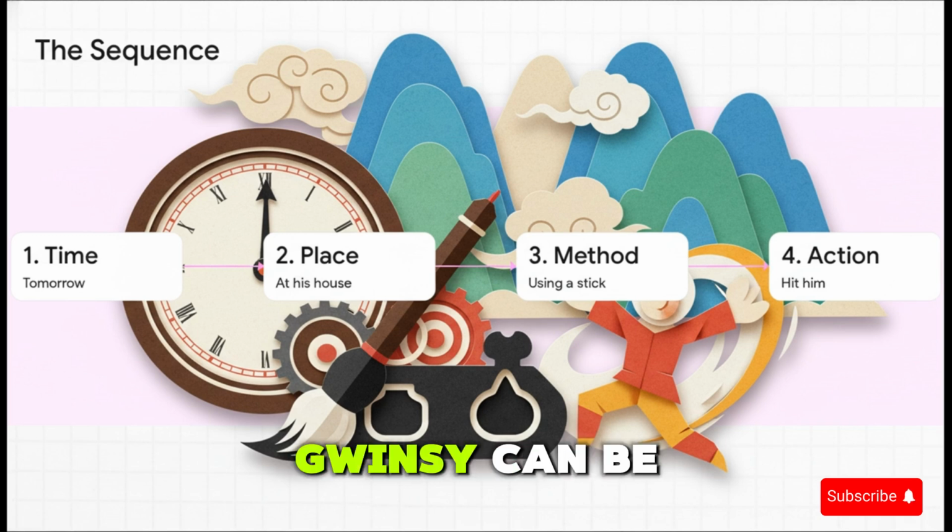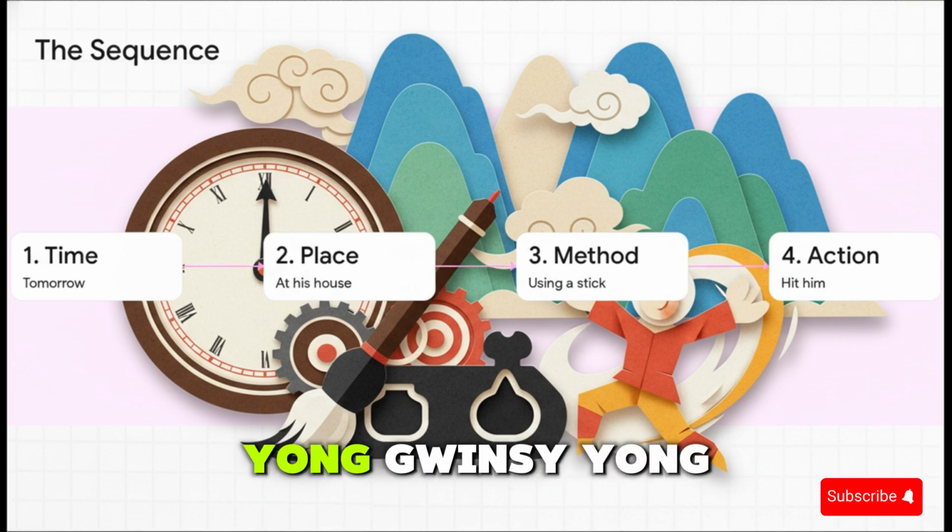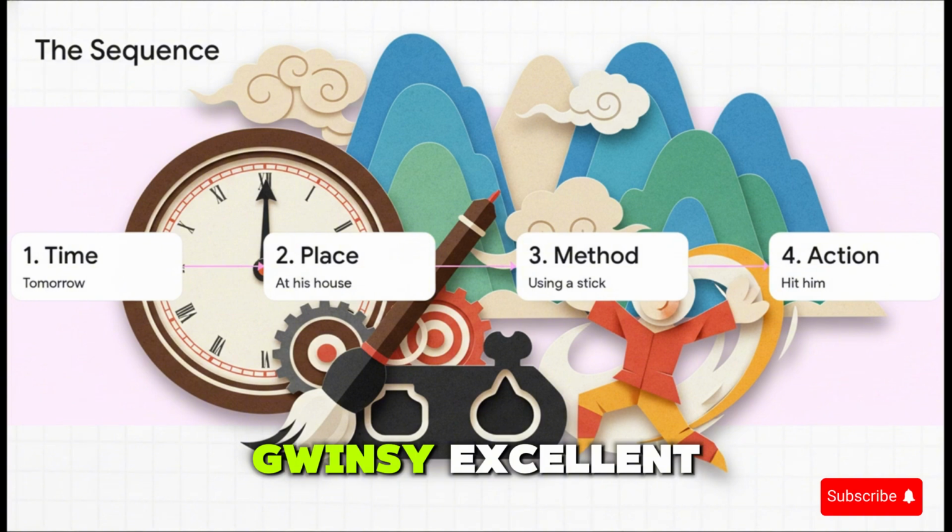And since 用棍子 can be a little tricky to pronounce, let's repeat it slowly 3 times to really lock it in. 用棍子, 用棍子, 用棍子. Excellent. Your method is now ready.